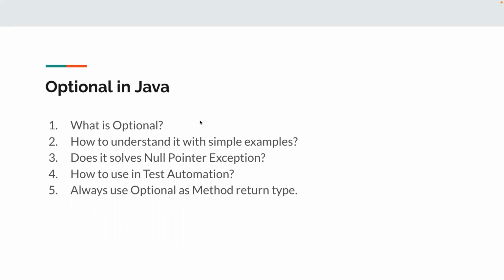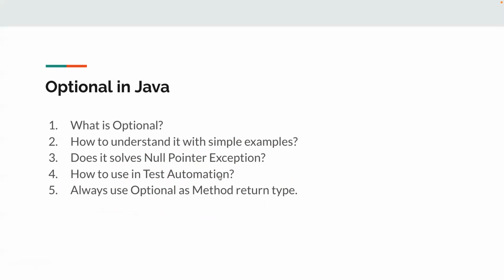Without wasting much time, in this video we're going to see what Optional is, and we're going to understand it with very simple examples. Then we'll see whether Optional will solve NullPointerException, and we will understand it in detail. I have 4 use cases of how we can use Optional in the test automation space, but it goes beyond that as well. We'll also see why always using Optional as a method return type makes more sense instead of using it as method arguments, constructor arguments, or a field variable in a POJO, right?